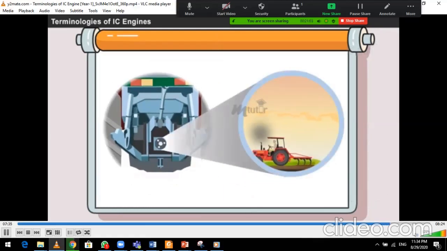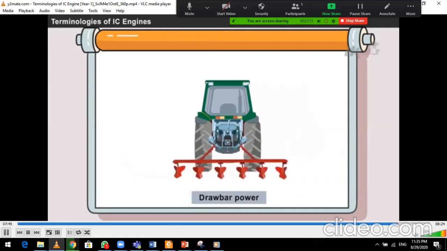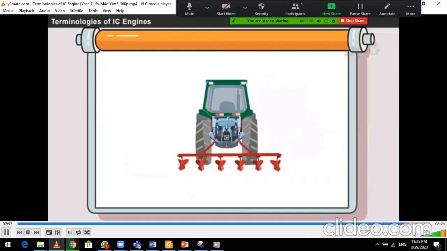Soil preparation is necessary for crop cultivation and is usually carried out using a tillage machine. Usually, this machine is attached to the tractor using a drawbar pin, which is pulled from the center of the tractor. This power of a tractor measured at the end of the drawbar is called drawbar power. This power is also used to pull loads.